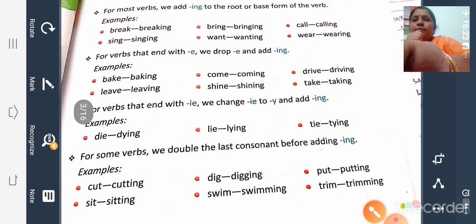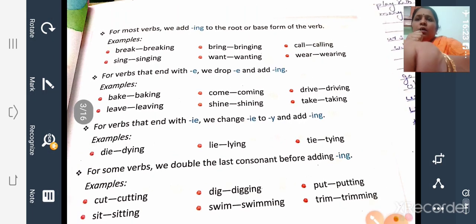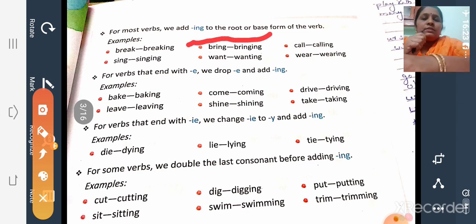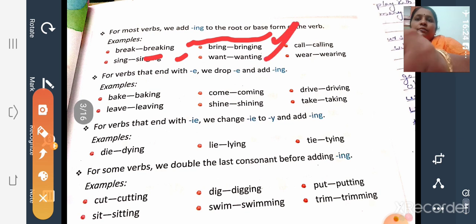Then look here, some rules for forming the ing form. For most verbs, we add ing to the root or base form of the verb. For changing a verb into present continuous, we have to add ing to the base form, isn't it? Break, breaking. Sing, singing. Bring, bringing. Want, wanting. Call, calling. Wear, wearing. So in all these verbs, we add the ing form.